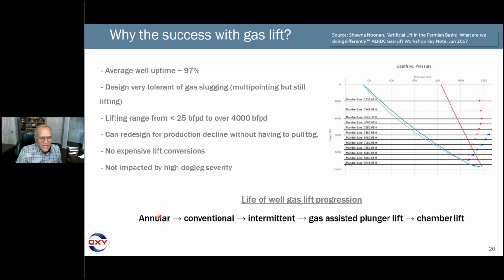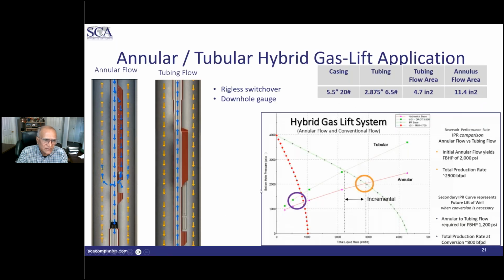can do with the gas lift, from annular to the conventional. When we say conventional gas lift, we mean production from the tubing. Annular meaning production from the annular space. Go to the intermittent, go to the gas-assisted plunger lift and chamber lift. As you will see later on, there are some intermediate steps like Pagel, plunger assisted gas lift, and so on. So operators are beginning to see the value in using gas lift because of this flexibility.